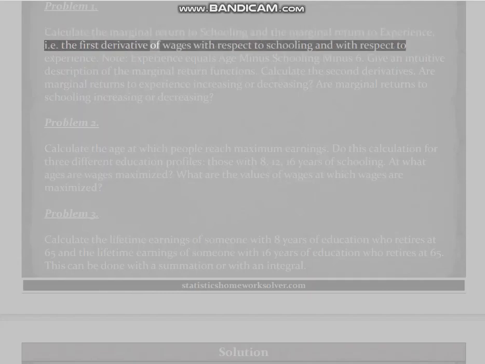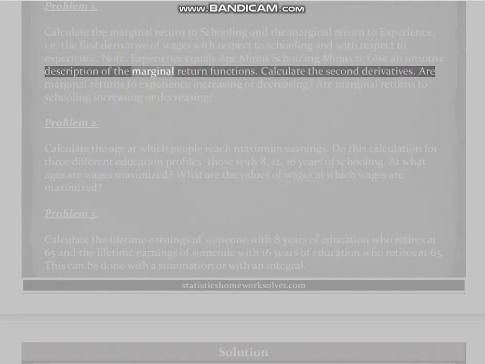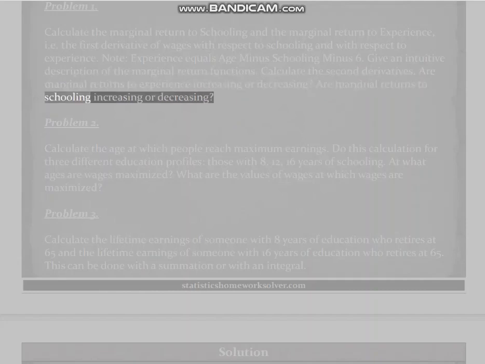Problem 1. Calculate the marginal return to schooling and the marginal return to experience, i.e. the first derivative of wages with respect to schooling and with respect to experience. Note, experience equals age minus schooling minus 6. Give an intuitive description of the marginal return functions. Calculate the second derivatives. Are marginal returns to experience increasing or decreasing? Are marginal returns to schooling increasing or decreasing?